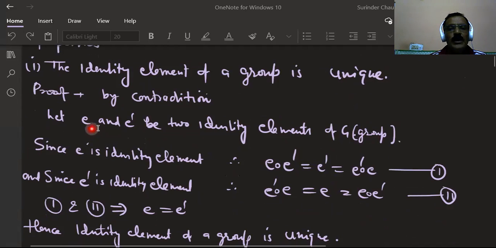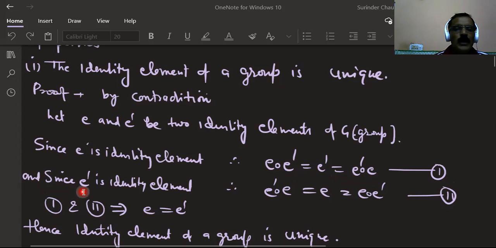Now e and e' are identity elements. So first let us suppose that e is the identity element. We have two identity elements. Let e be the identity element. So if e is the identity element, then e' is any element of G. So if e is identity, then e composition with e' is equal to e', which is also equal to e' composition with e. First equation.